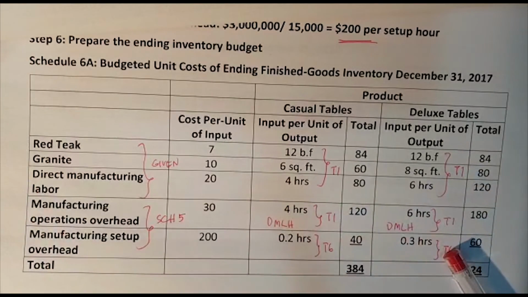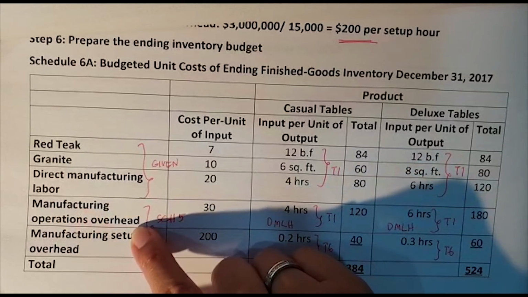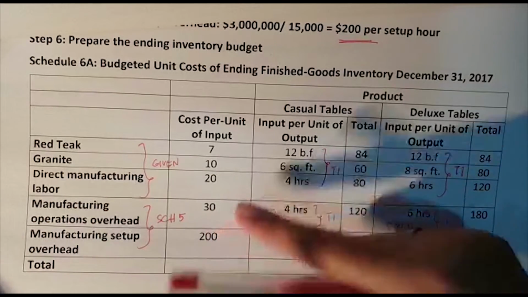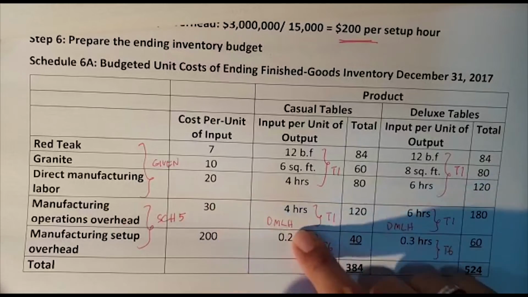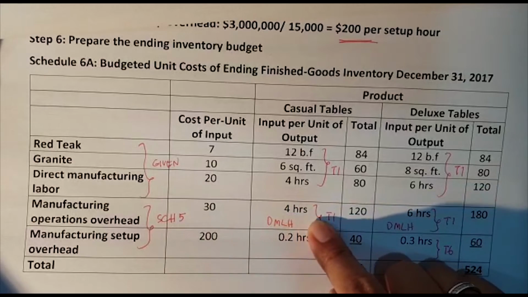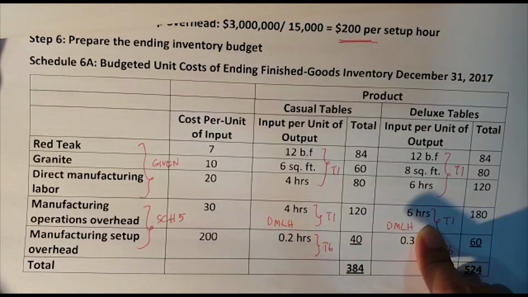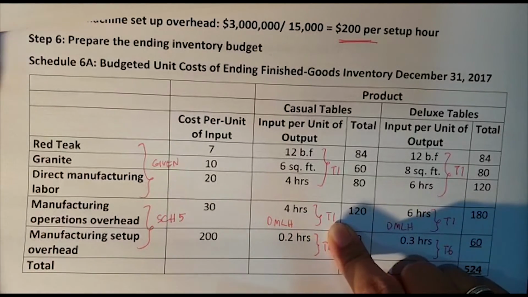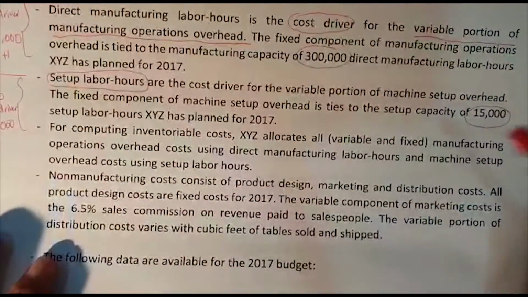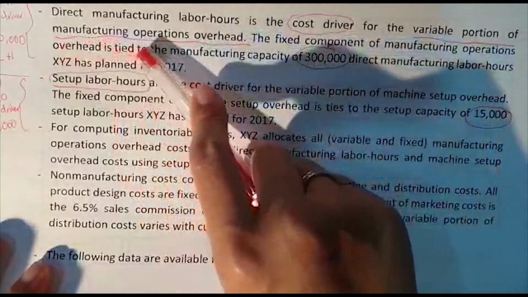All the information here is actually about our overhead. Given that the manufacturing operations overhead, it is based on the cost that we calculated before, as based on the information in schedule 5. Alright, but in terms of hours, this manufacturing operations overhead is based on direct manufacturing labor hour information. So we use the direct manufacturing labor hour information as in table 1. Okay, because if we look back, direct manufacturing labor hour is the cost driver for the variable portion of manufacturing operations overhead.